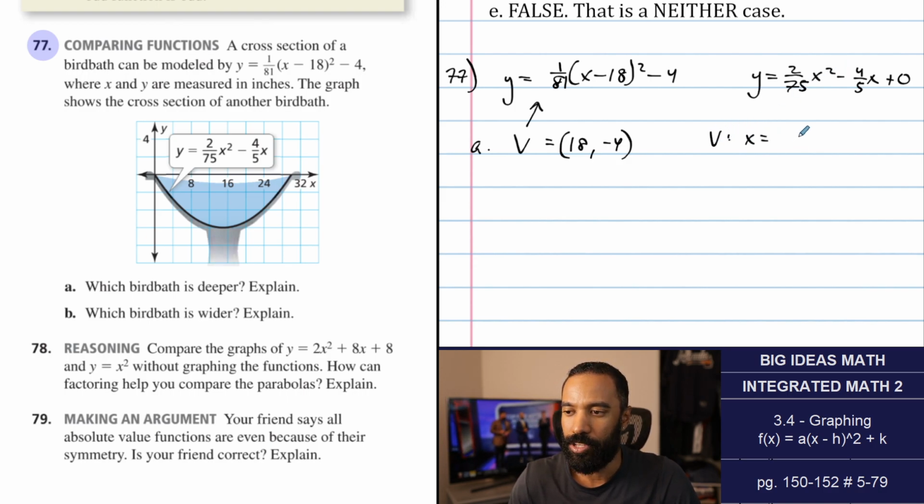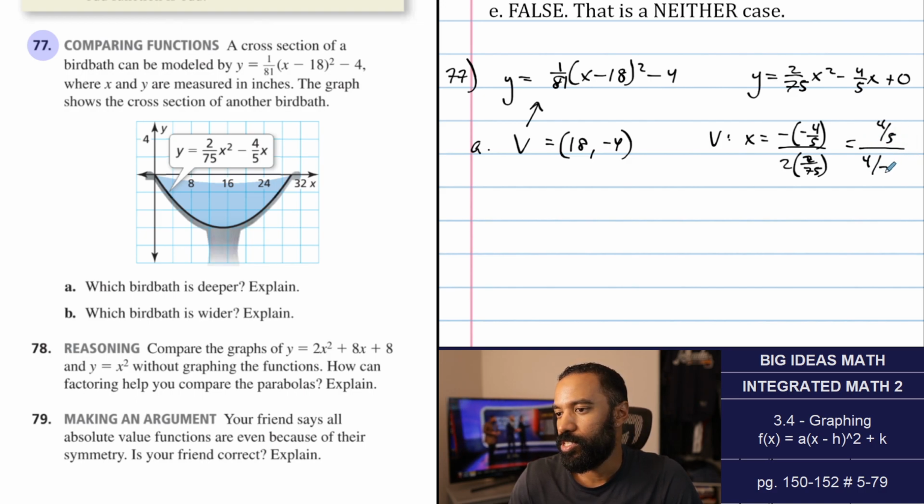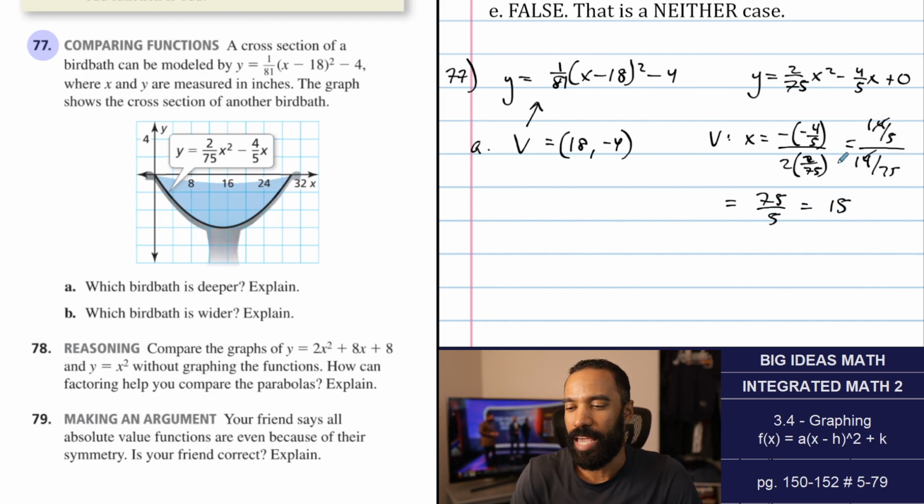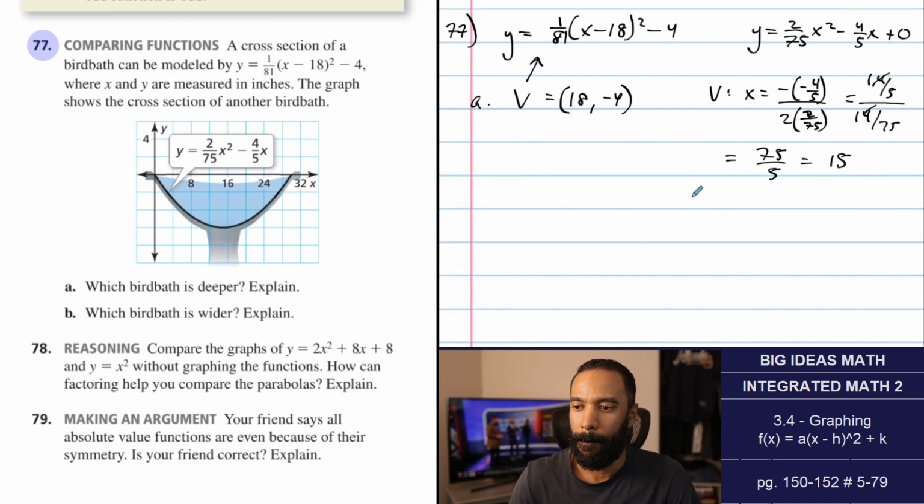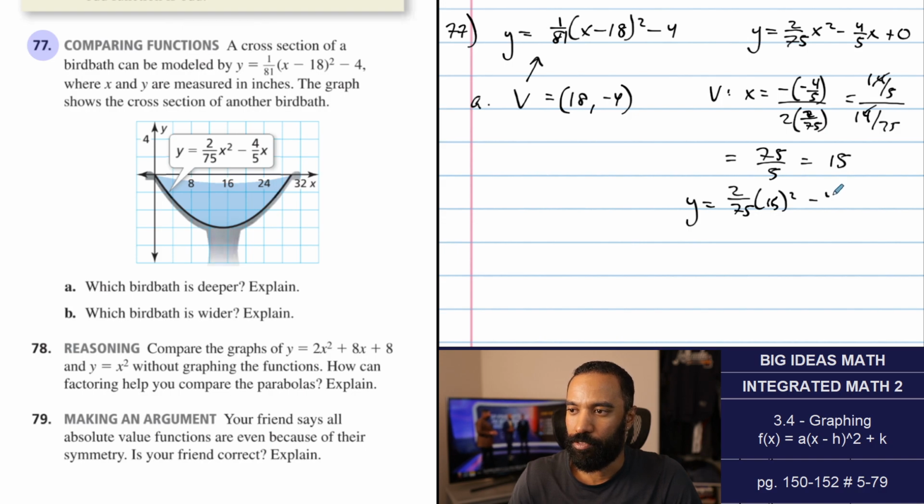So the vertex x value is negative b over 2a, which is 4/5 divided by 4/75. The 4's kind of cancel. You're left with 1's there, and you're left with 75 over 5. I'm just going to have to go kind of fast on this. 75 over 5, which is 15. The x value is 15. The y value is 2/75 times 15 squared minus 4/5 times 15 and plus 0. I'm just going to leave that.